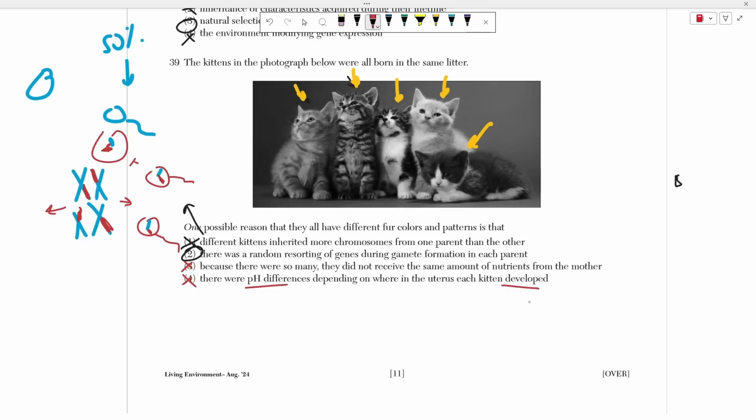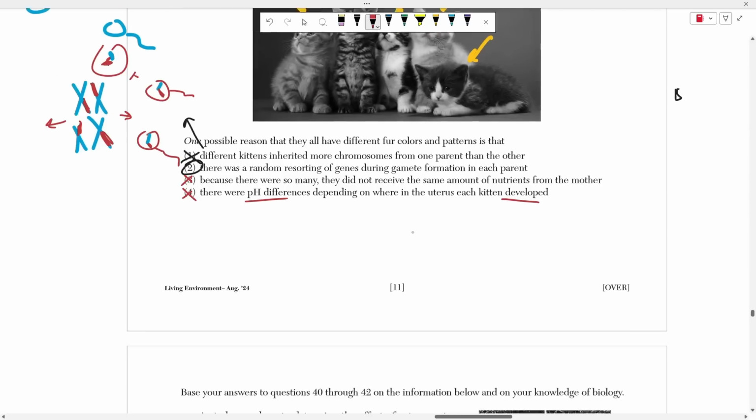The amount of nutrients you receive from your mother determines whether you're alive or not, the color of your fur. So again, remember that there's always a random resorting of genes during gamete formation and later during fertilization.